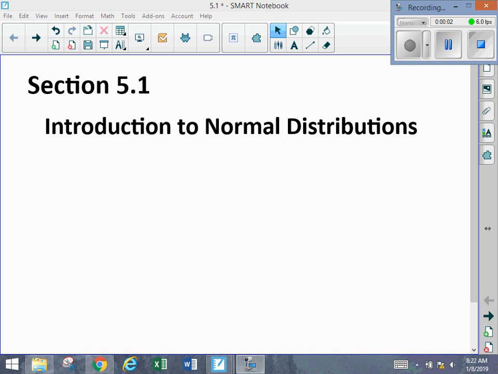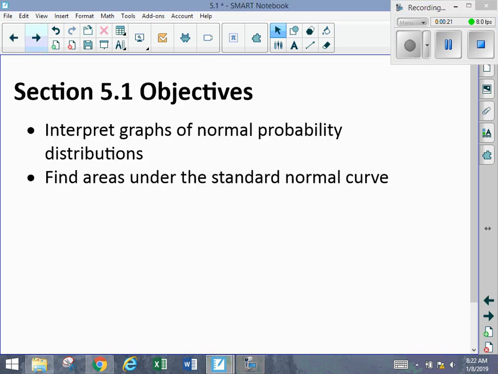So normal distributions. I've drawn pictures of it before for you. We're talking about standard deviation and stuff. We calculated a z-score, right, in order to find like a percentile. And now we're going to dive into this even deeper, right? So we're going to look at it in terms of probability.